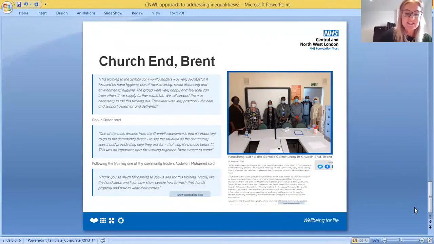So sadly, Brent during COVID has had a high casualty rate, and Church End in particular, with over 45 members of the community dying as a result of COVID. It's hit the community hard. We asked ourselves, what role could we play as part of supporting that community at that time, to stay safe, to support them with any grief, bereavement, fear, anxiety.